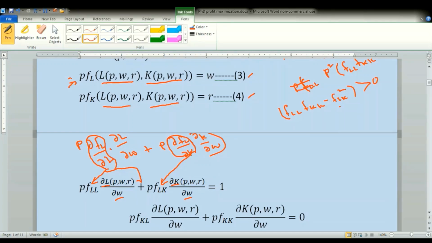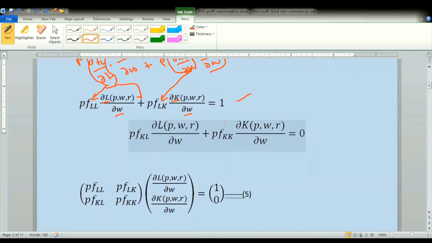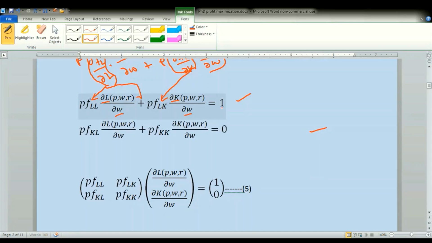So I have taken the partial derivative of equation 3 with respect to W to obtain this equation, and similarly I have taken the partial derivative of equation 4 to obtain the other equation, which is this one, and then I use these two equations to write down this system in the form of a matrix.